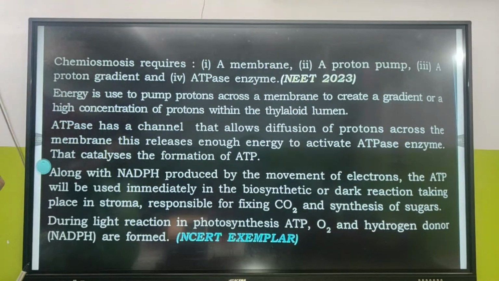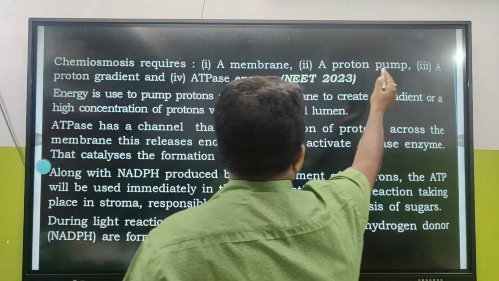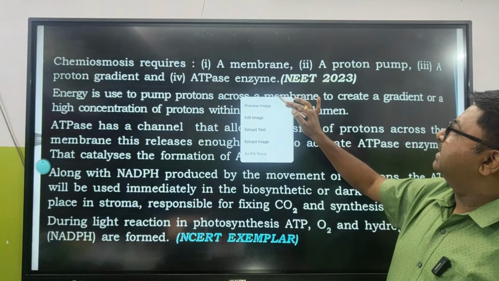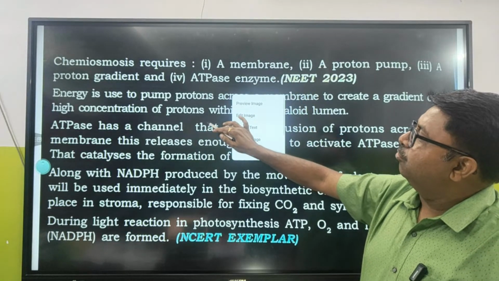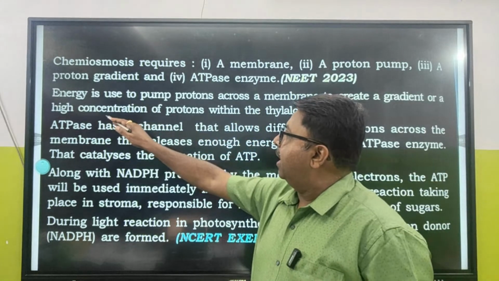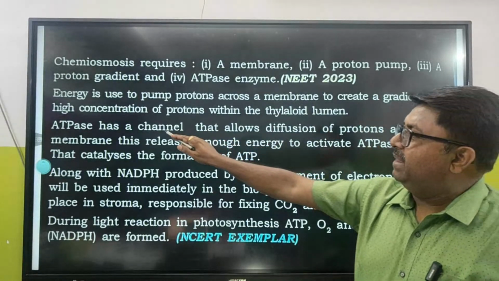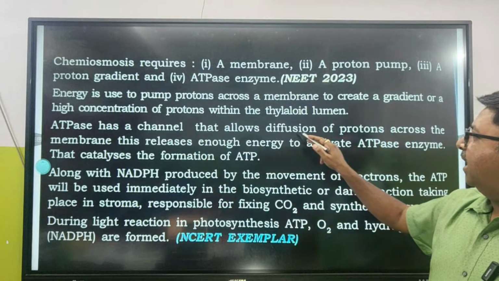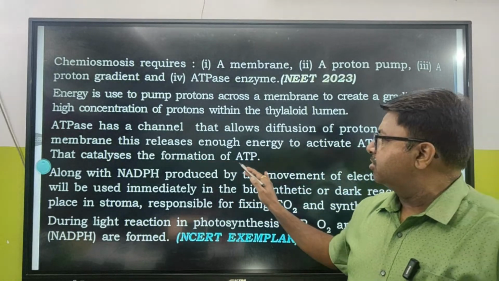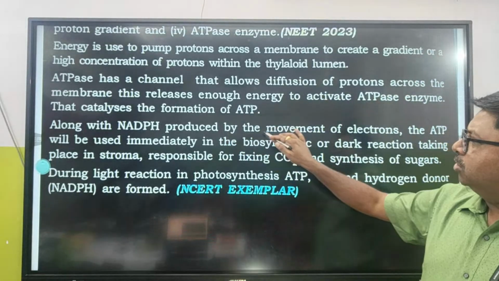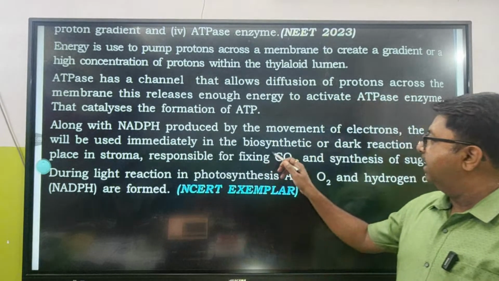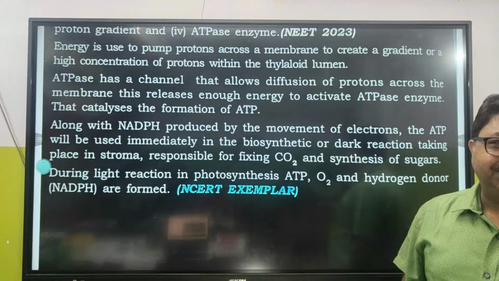Chemiosmosis requires a membrane, a proton pump, a proton gradient, and ATPase, a synthesis enzyme. Energy is used to pump protons across a membrane to create a gradient, or high concentration of protons, within the thylakoid membrane. ATPase has a channel that allows diffusion of protons across the membrane. This releases enough energy to activate the ATP synthase enzyme that catalyzes the formation of ATP. Along with NADPH2, produced by the movement of the electrons, the ATP will be used immediately in the biosynthetic or dark reaction.